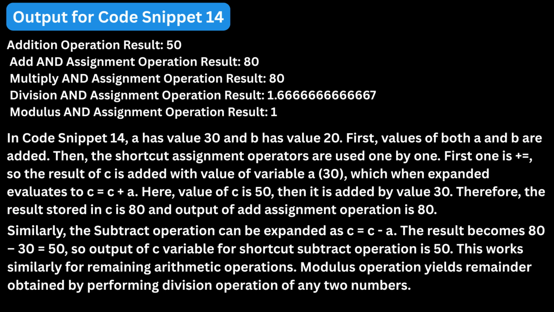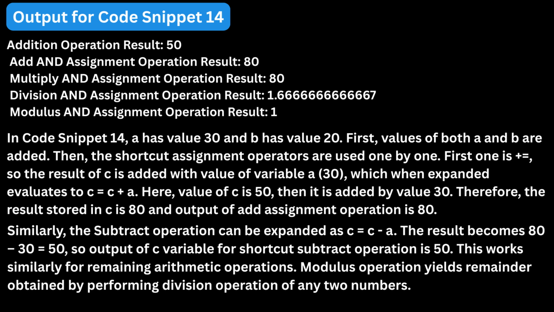After that, we have the subtract and assignment operation result, displaying 50. Here, the operator subtracts the value of A from the current value of C. Since C is now 80, subtracting 30 gives us 50. This is why the output shows 50 again. The shorthand operator simply makes the code cleaner while performing the same mathematical operation.